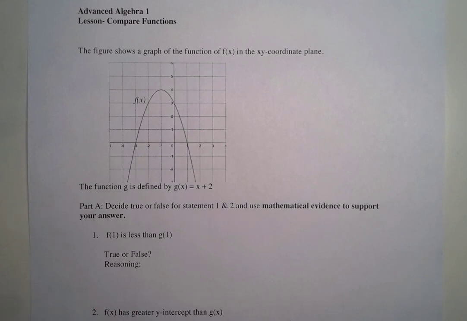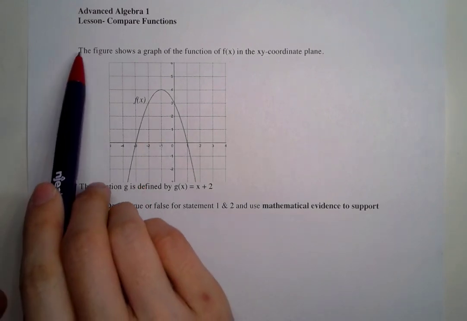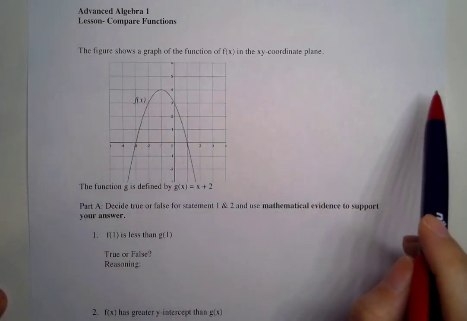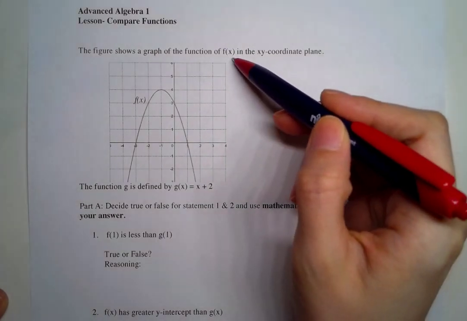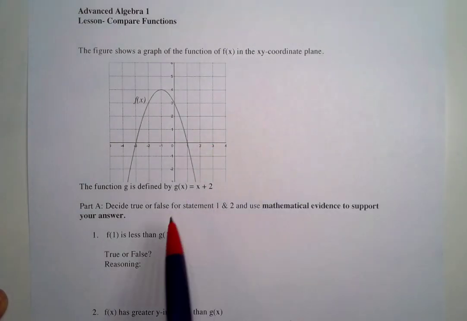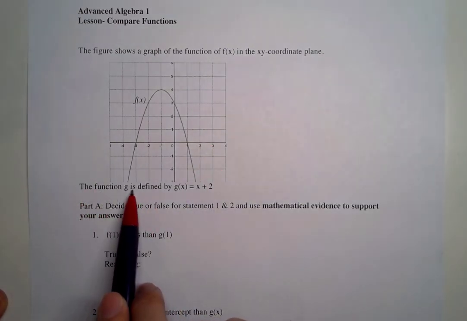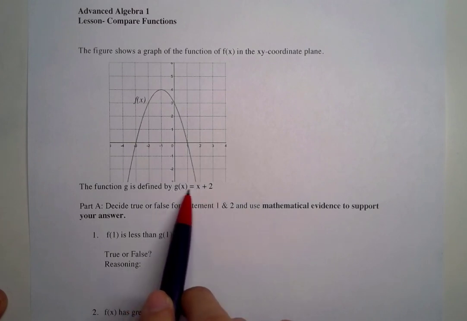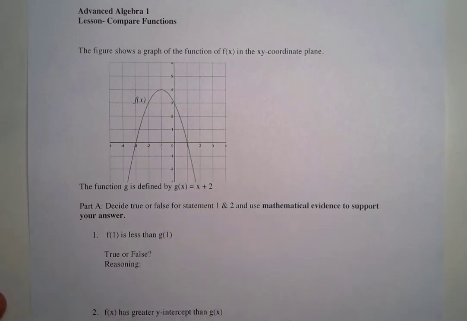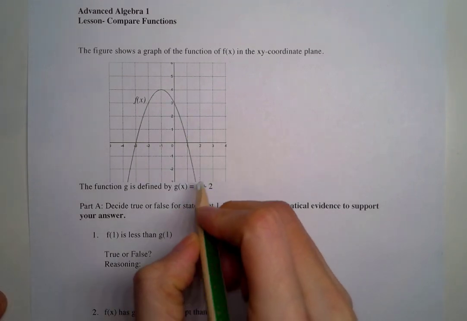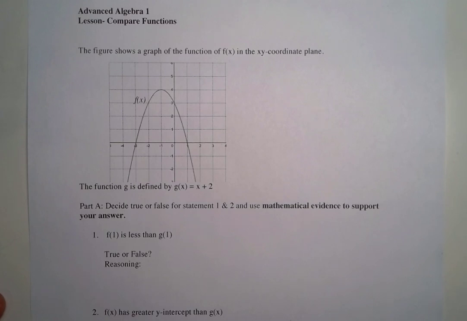So let's look at this, guys. You have two functions. The figure shows the graph of the function f of x. For f, you have a graph. And for g, the function g is defined by an equation, but g doesn't have a graph. But you can graph it, because that's just a linear function. So your y-intercept is 2.